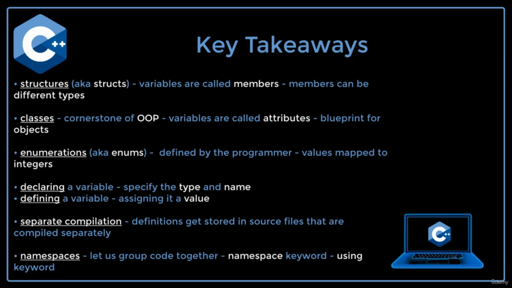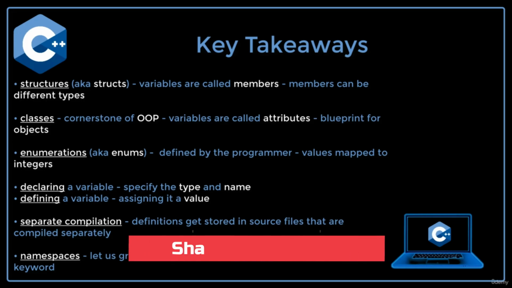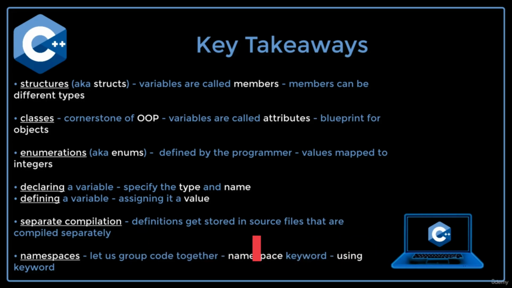Then we learned about classes. Classes are the cornerstone feature of any object-oriented programming language. We refer to the variables inside of a class as attributes. When we instantiate a class, we call the instantiation of the class an object.